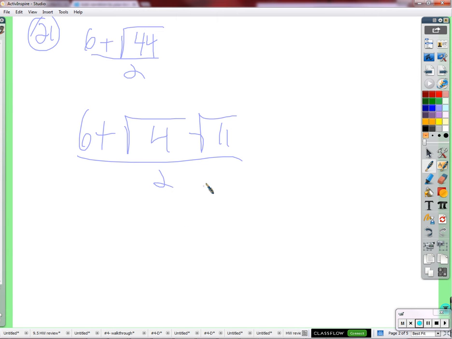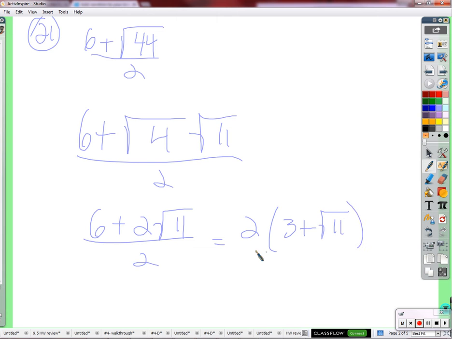The square root of 4 is 2, so 6 plus 2 times the square root of 11, over 2. And we factor out a 2, which leaves us with 3 plus the square root of 11, over 2. The 2 and 2 can cancel, leaving 3 plus the square root of 11.